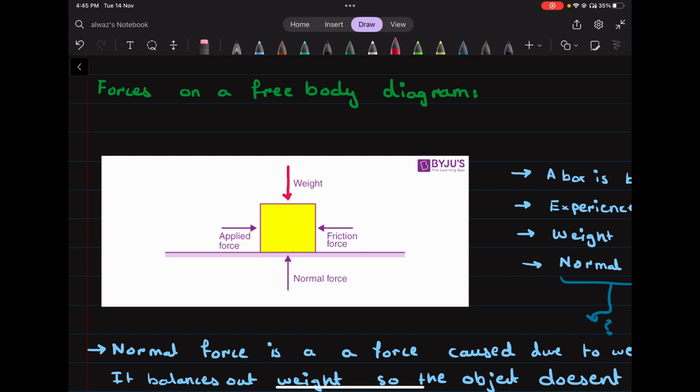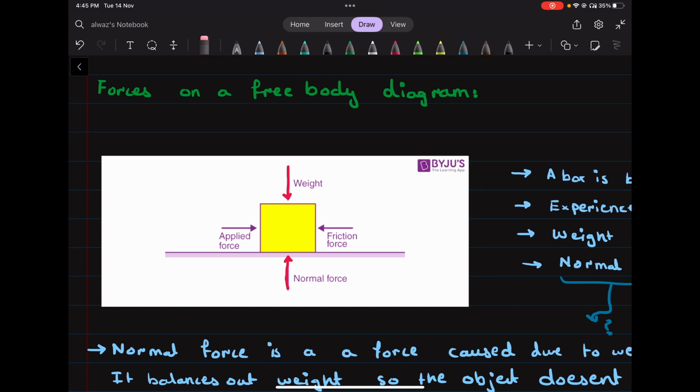Then we have a normal force. This normal force is exerted by the surface to cancel out weight, because if weight was the only thing acting on the box, it would break the surface and fall down. Next, you have applied force, which is a force, maybe a person is pushing the block towards the right. This is the applied force.